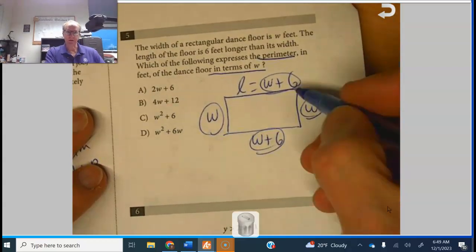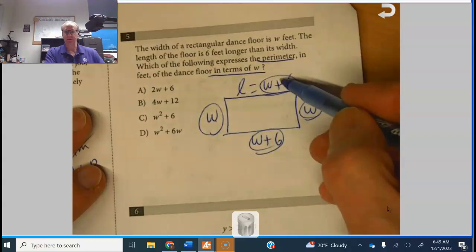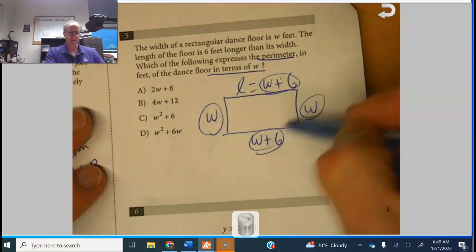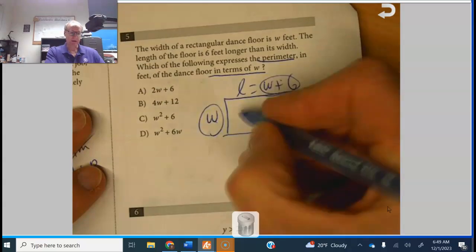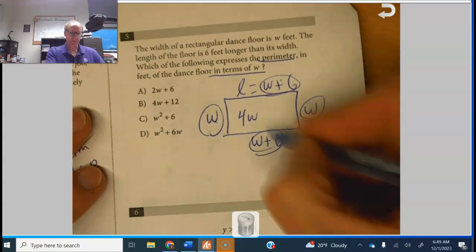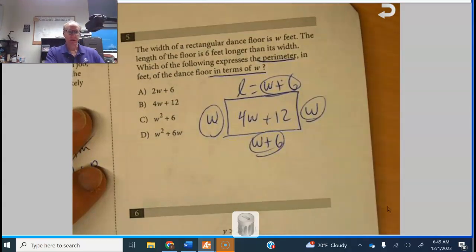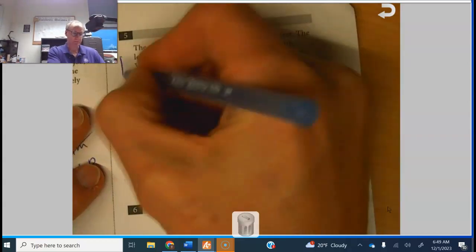If they had asked for the area, I would multiply W times W plus 6. In this case, I'm just going to add up all my W's. I get 4W plus 12 gives me my perimeter, and I can be very sure of that one.